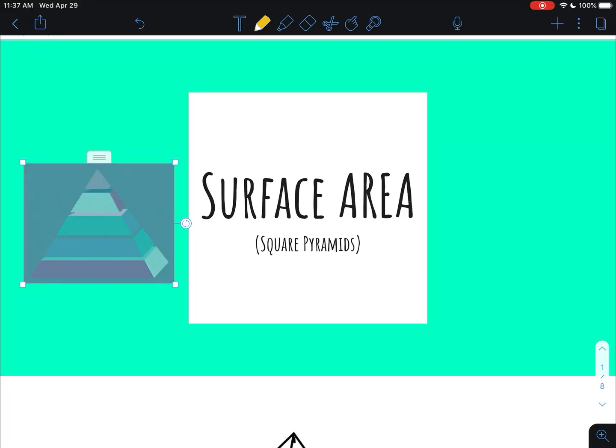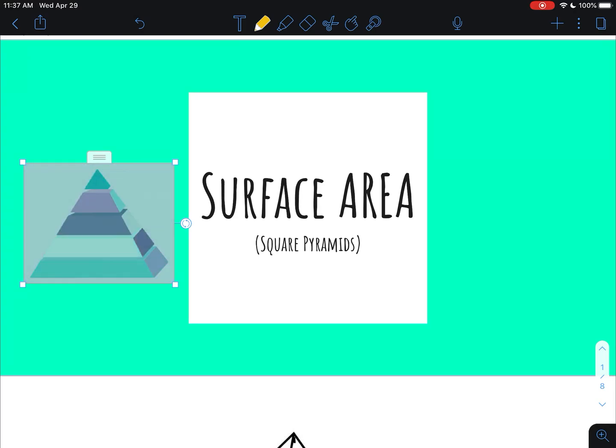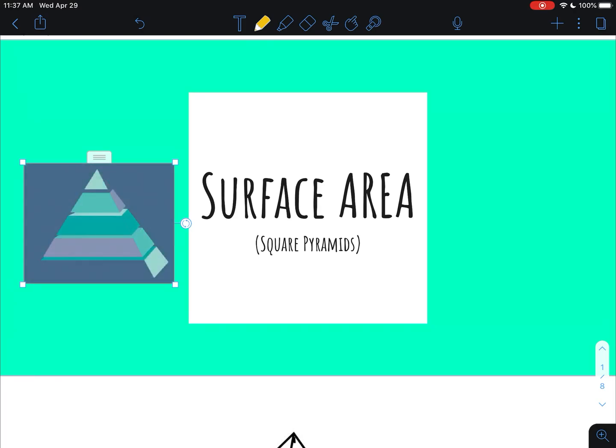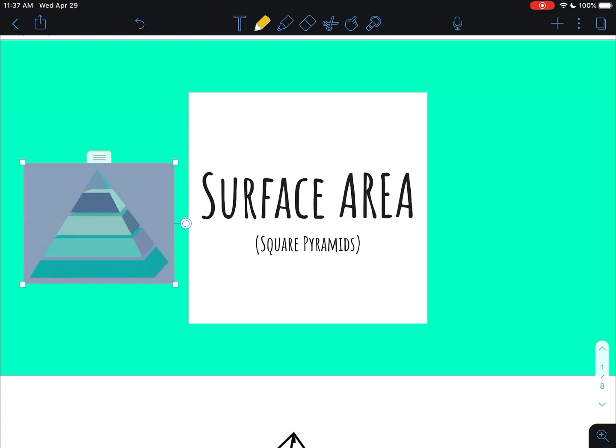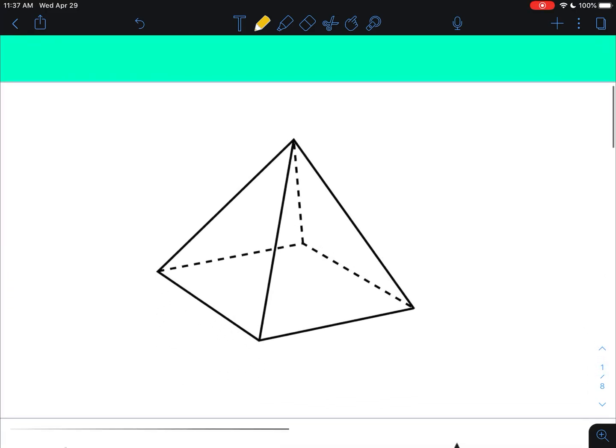Today's lesson is going to be on surface area of square pyramids. There actually isn't a formula that we use for surface area of square pyramids. You're actually just going to use the net.